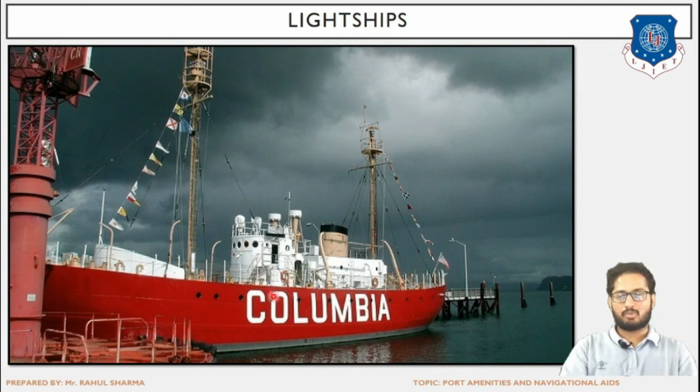The harbour or port name is written. This is the hull, that is the body of the ship, which is painted with red color. Superstructure is of white color, which is above the deck or the platform. And basically, the light facility is provided in the light ship.